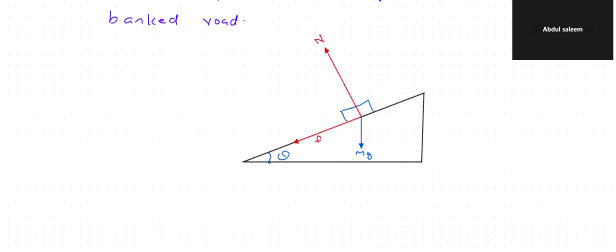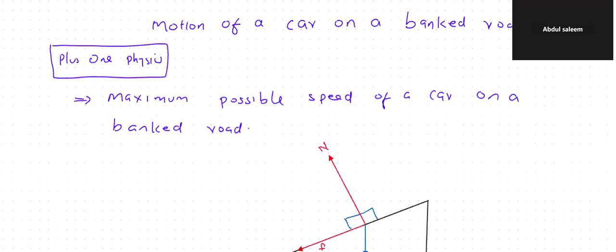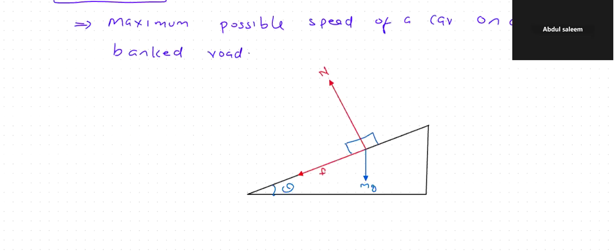So we have to find the maximum possible speed of a car on a banked road. Okay, so this is a banked road. The road makes an angle theta with the horizontal surface. This is the position of the car.